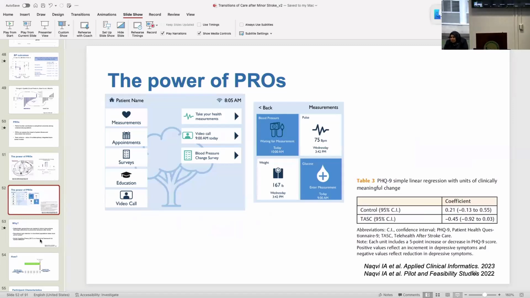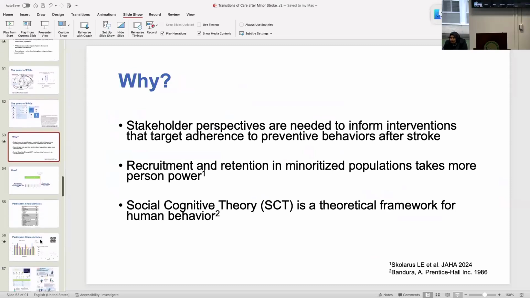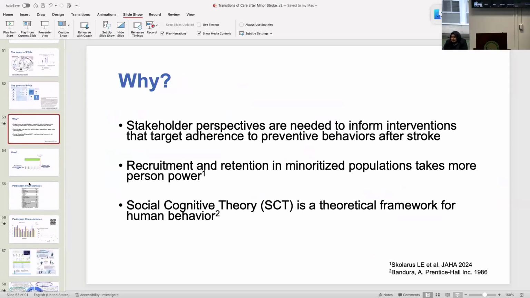So same thing with PROs. We found again that it was significant looking at task versus control. Again, the intervals were wide, it's a small sample. But then thinking about why it's helpful, do we need stakeholder perspectives to understand what the underlying target is? Why is there a good adherence or lack thereof? We know that recruitment and retention in minoritized populations takes more person power. You have to reach out more. So if there is that intensity, then how are we improving upon that?